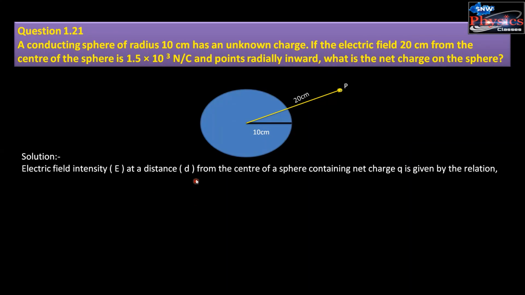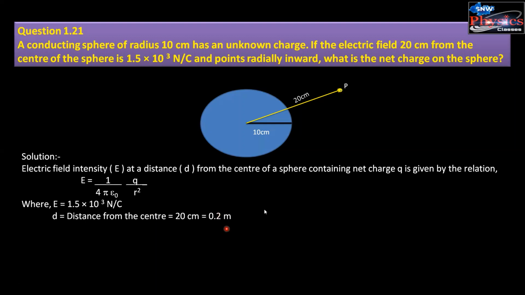Electric field intensity at a distance d from the center of a sphere containing net charge q is given by the relation. सबसे पहले हम लोग electric field का relation देखेंगे, that is E is equal to 1 by 4 pi epsilon naught q by r square. Here the value of E is given. We know the value of 1 by 4 pi epsilon naught is equal to 9 into 10 to the power 9. R is given, that is 20 centimeter. E is equal to 1.5 into 10 to the power 3 Newton per coulomb. Distance is 20 centimeter, that is 0.2 meter. So we will put the values of these two, E and r.